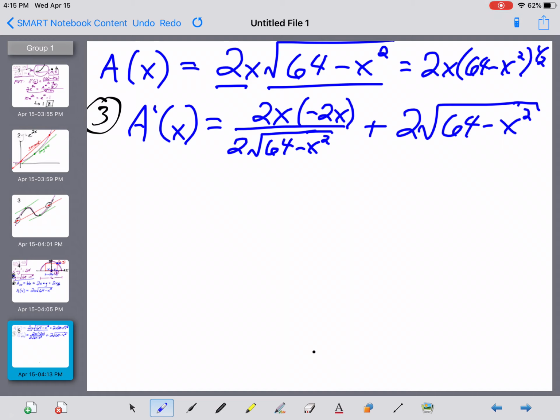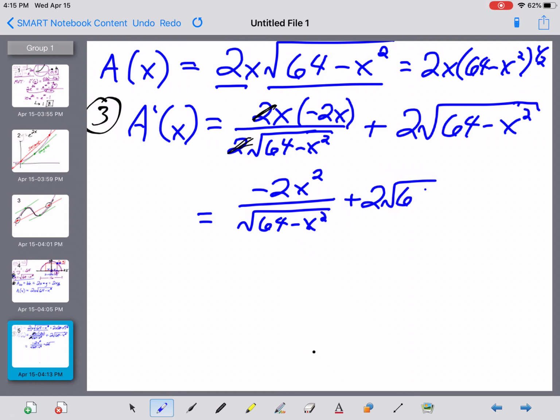It does look like we can do a little bit of cleaning up right here. We've got a 2 on the top and a 2 on the bottom. They're going to cancel each other out. Unfortunately, guys, that's really about it. So the numerator of the first term is going to be a negative 2x squared all over the square root of 64 minus x squared, and then a plus 2 times the square root of the same radicand, 64 minus x squared. Okay, that's about the best we can do for a prime of x.